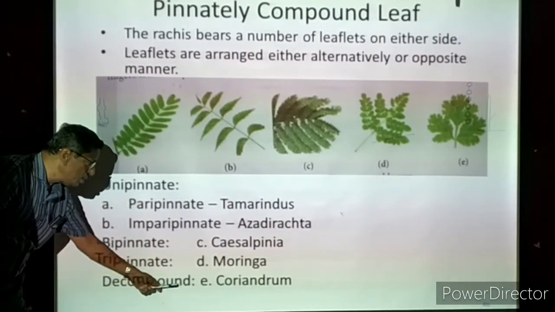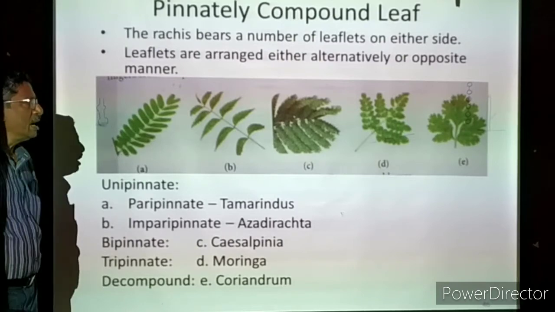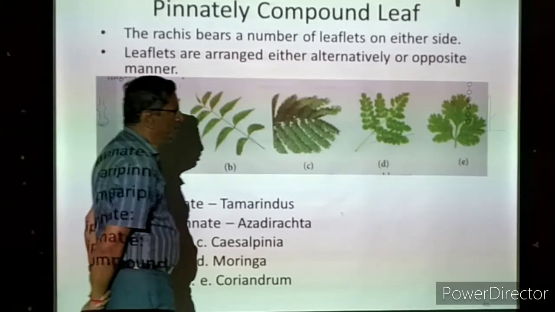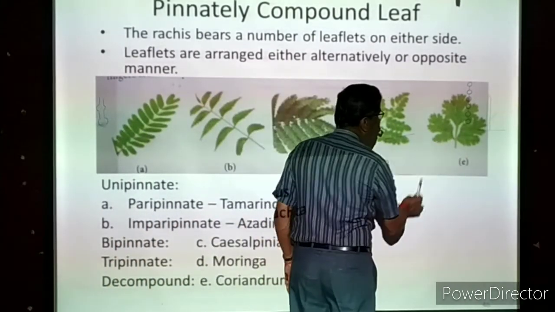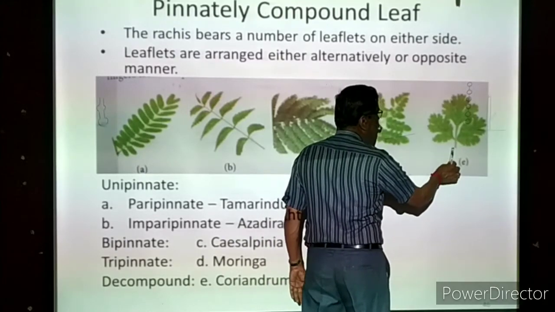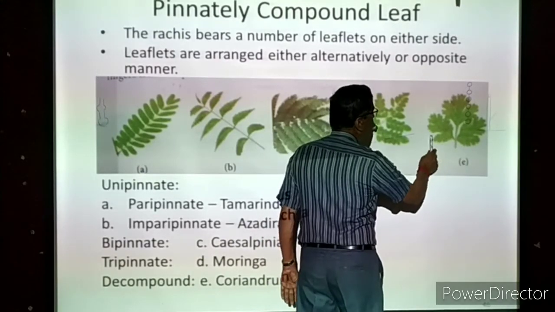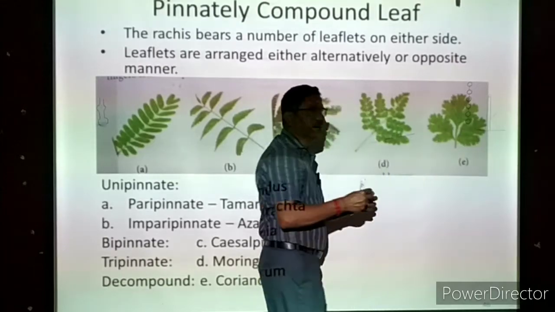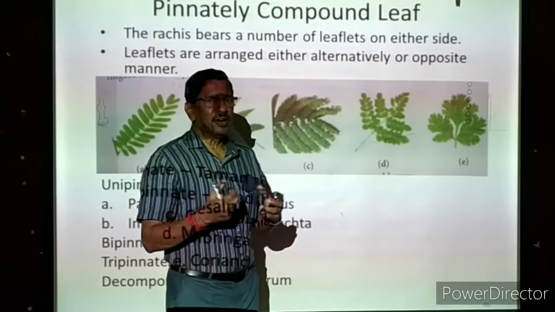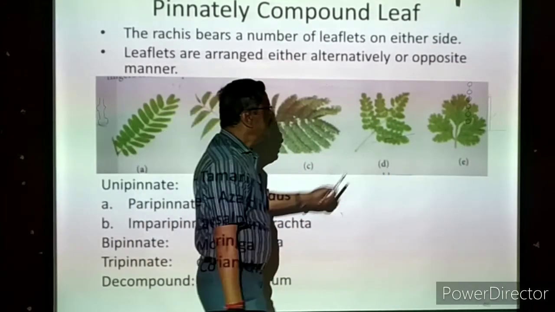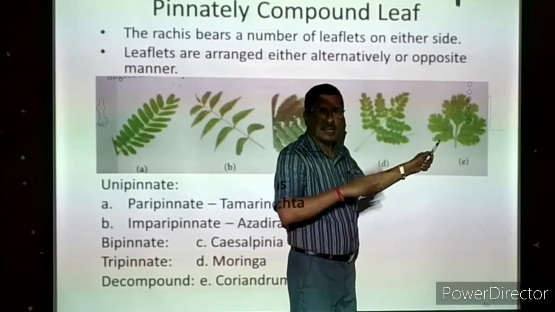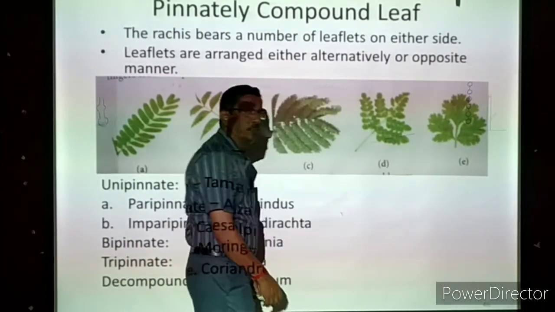That is a decompound. Now they are not giving appearance like compound. Decompound. Now we will take the meaning of decompound. Now this is the rachis. Only one rachis is there. Some divisions will be there. But the leaf lamina is divided into small lobes. We cannot say leaflets properly. If the leaflets are not clearly separated, then it is called a decompound.